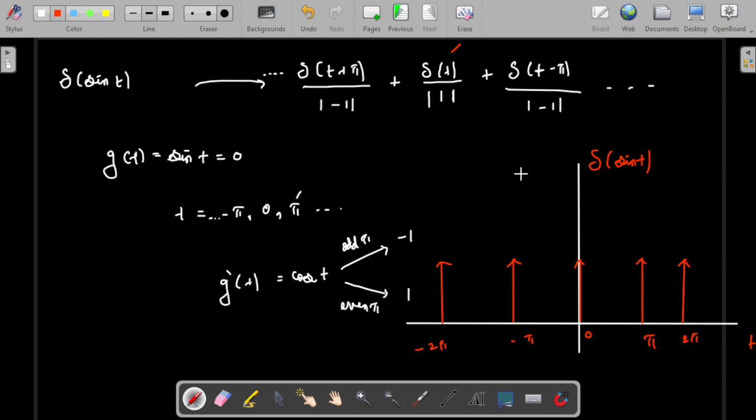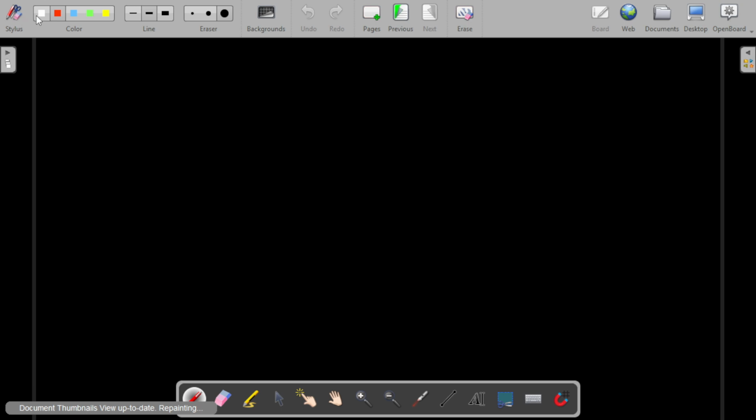I hope the impulse signal is well understood by you guys. If you have any doubt, please post in the comment section so that I can solve those doubts. Today we are going to start the next standard signal, which is the unit step signal. Impulse is the first signal that we saw, and today we start the unit step signal.